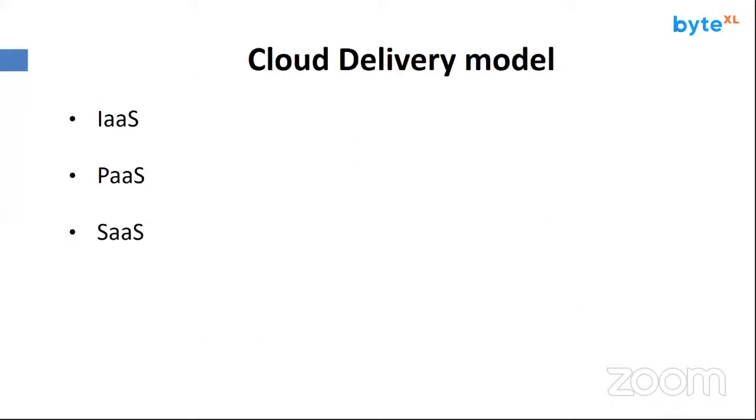Now let's talk about the cloud delivery model. We have talked about the deployment model. There are two key terminologies. The first one is the deployment model, or the way these services or resources are organized in order to give them to the user. And there's something called the cloud delivery model.